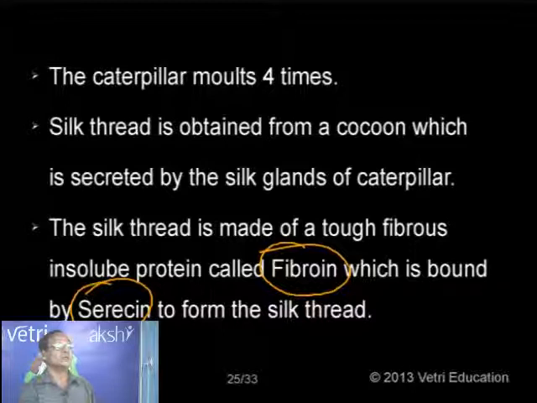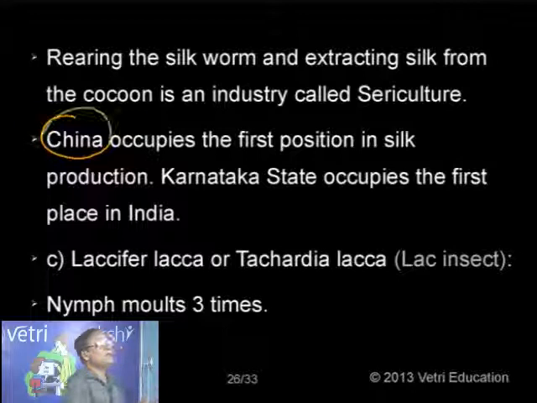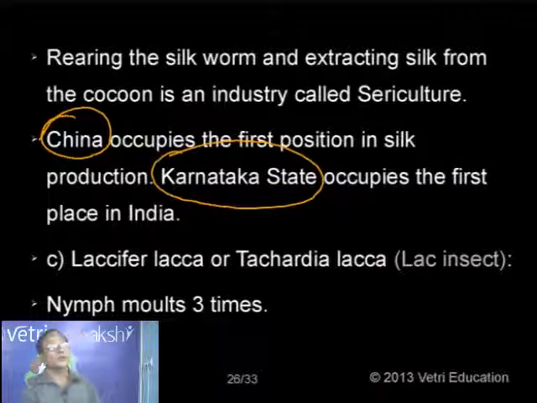So anyway, the silk thread is formed of fibroin protein, and many silk threads are bound together by sericin, another sticky protein. The rearing of silk moth and extracting silk from the cocoon, that field of industry, is known as sericulture. You know that China occupies the first place in the production of silk. In our country, the state having more silk production is Karnataka, and the country which occupies the first place in silk production is China.